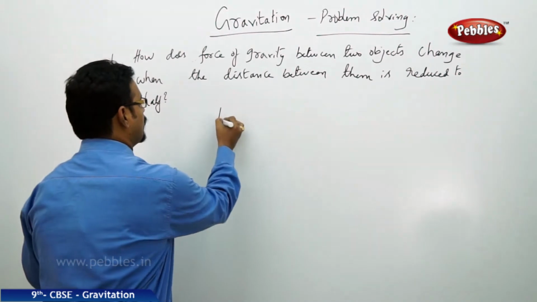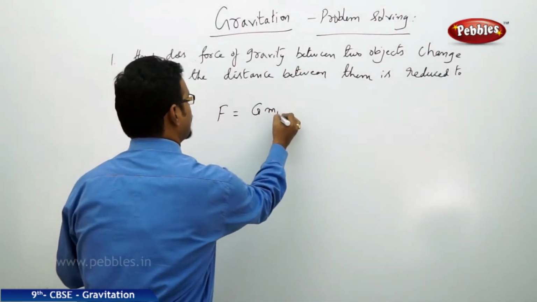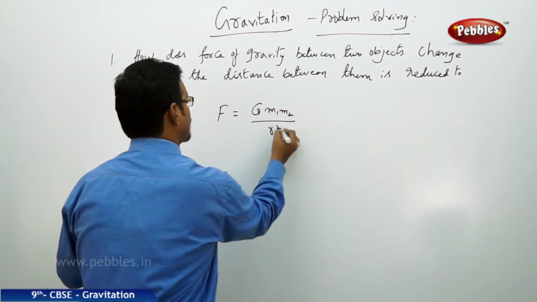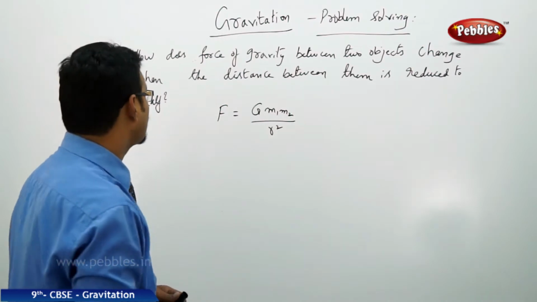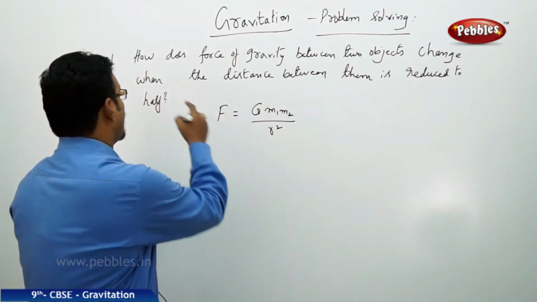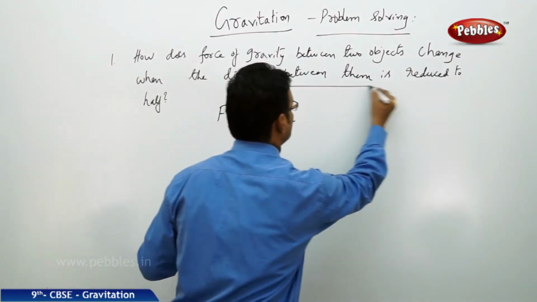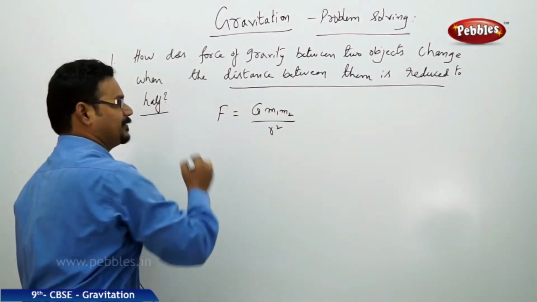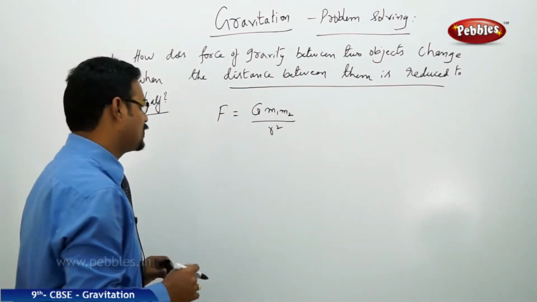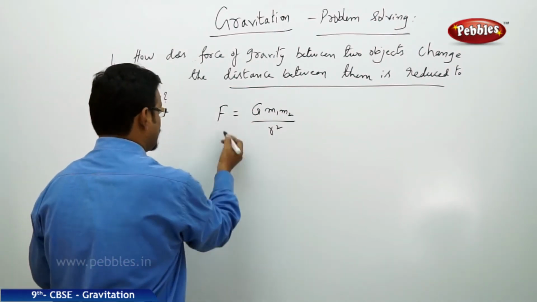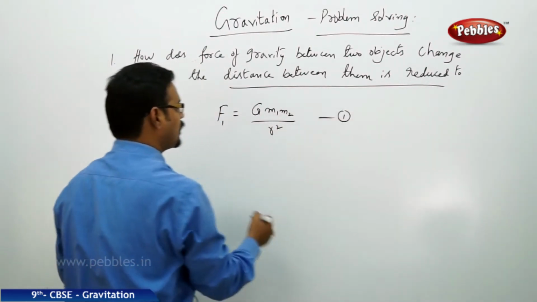First of all, write the force of gravitation formula. F equals G m1 m2 by r square. This is Newton's law of gravitation formula, or force of gravitation formula. Now here, how does the force of gravity between two objects change when the distance between them is reduced to half? This is important: masses are not changed, only distance is changed. So this is F1, equation 1.